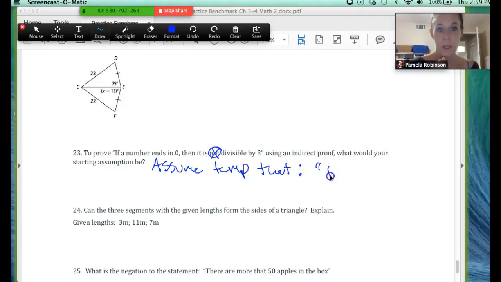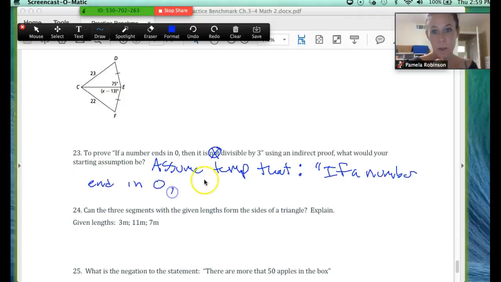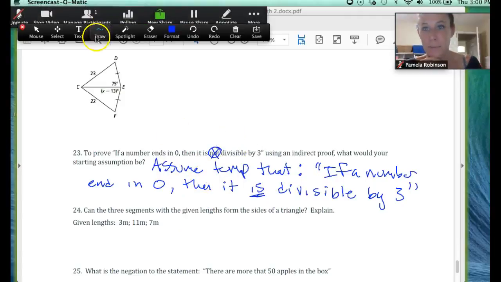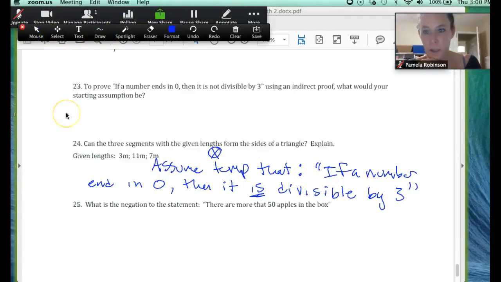You just say, if a number ends in 0, then it is divisible by 3. And there is your first step. Then you go about showing how that can't happen, and then your original assumption is false, so this must be true. Okay? But you don't even have to do that. Just do the assumption. The nots become is's. The is becomes nots. That's all it is. All right? On to the next one.